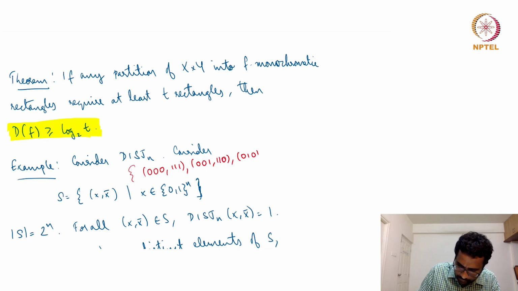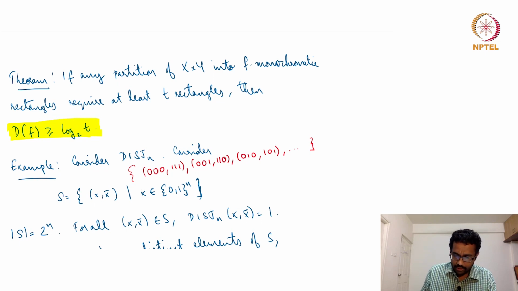Sorry. So what am I doing here? I am writing all the strings X and the complement string. So these are sets, a certain set A and their complement.